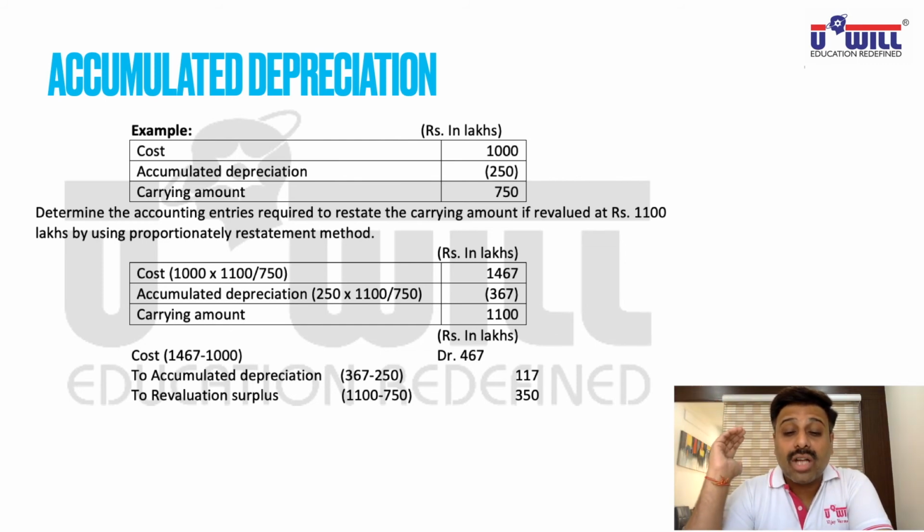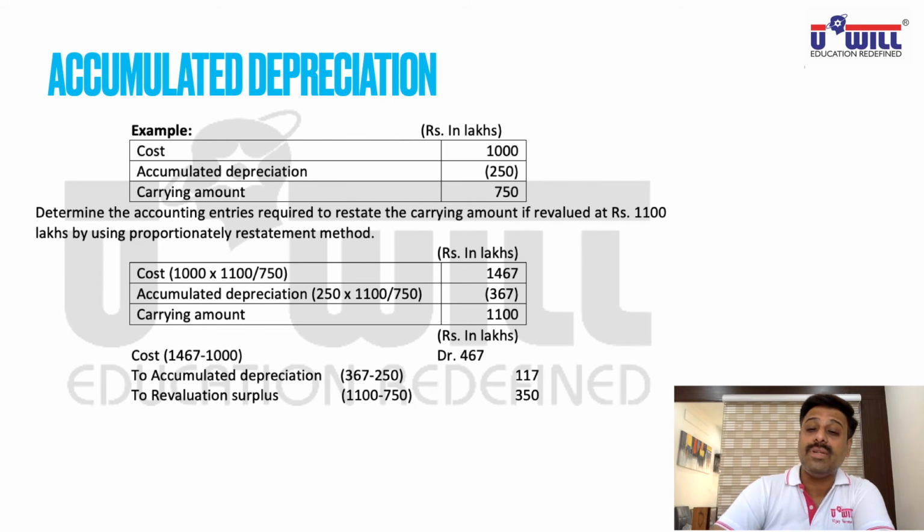Now, cost from 1000 becomes 1467, so it increases by 467. You will debit cost to 467. I already explained you. Depreciation from 250 becomes 367. It increases by 117. So accumulated depreciation you will credit with 117. And remaining you will credit to revaluation surplus 350 rupees. Okay. So I hope everyone is clear.